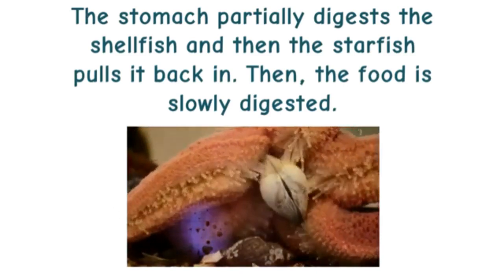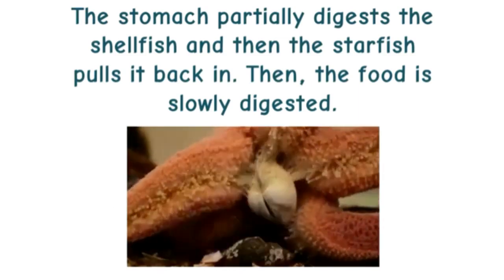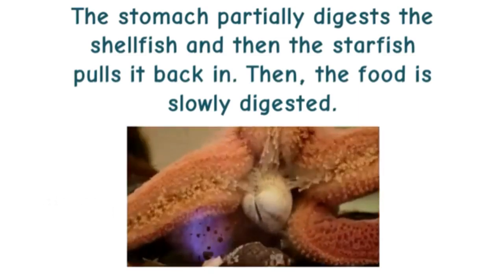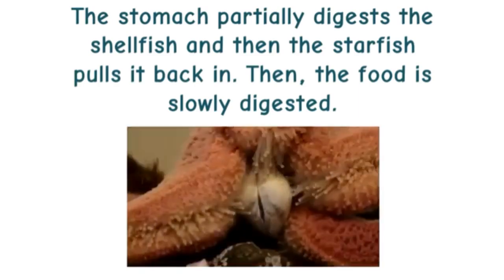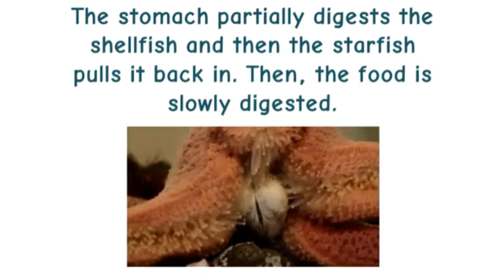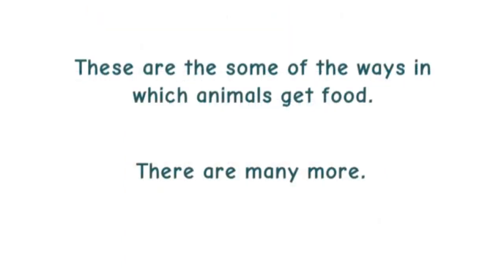The stomach partially digests the shellfish and the starfish pulls it back in, and the food is slowly digested. धीरे धीरे वो digest होना start हो जाता है. These are some of the ways in which animals get food.